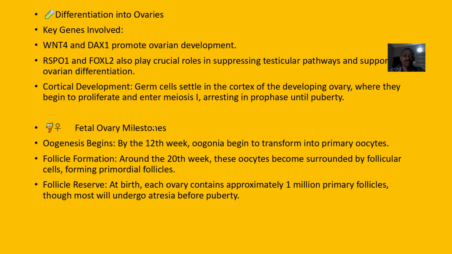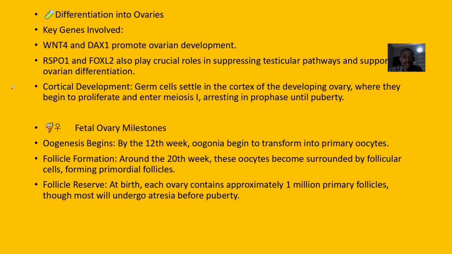So differentiation into ovaries: we said that genes like WNT4 and DAX1 are the ones that facilitate this ovary development. RSPO1 and FOXL2 are also very crucial in suppressing testicular pathways. So it will make you start reasoning that if anything happens to these genes, of course there will be issues in development. Do you understand? So that's how I think.